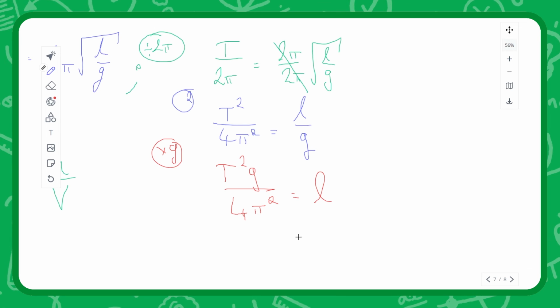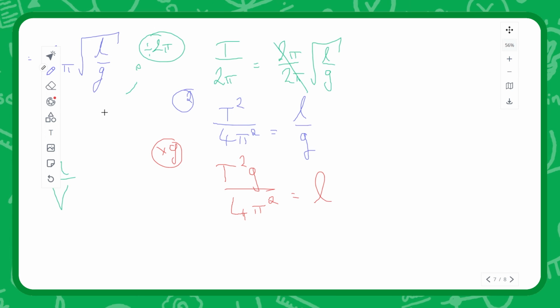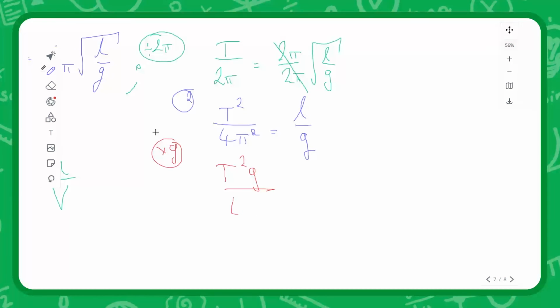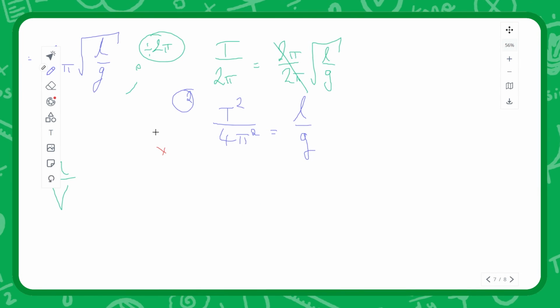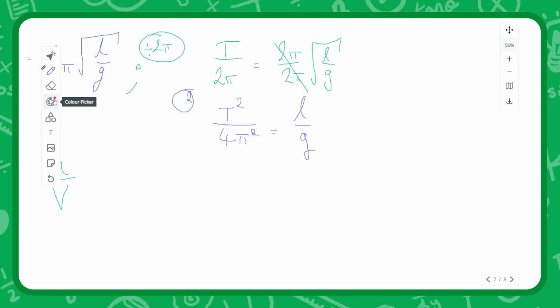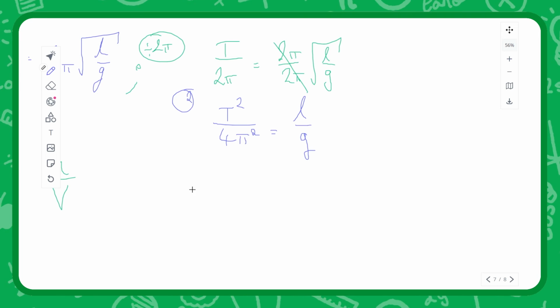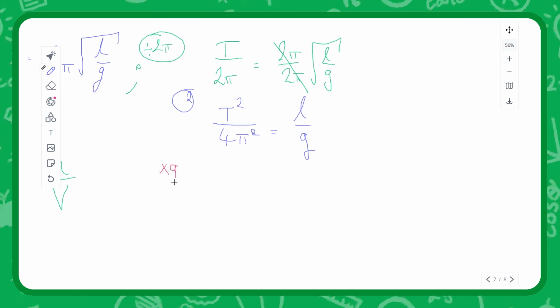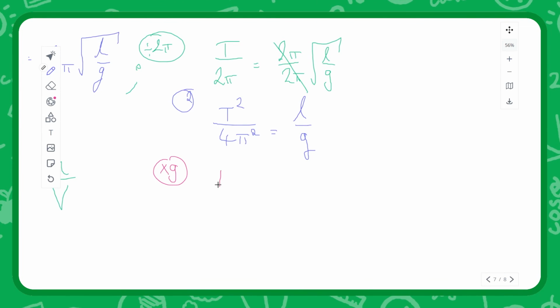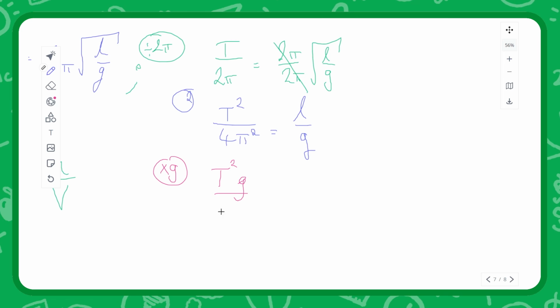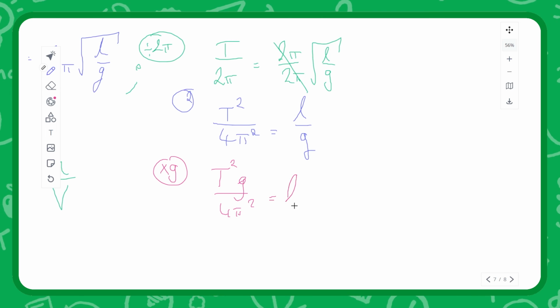If you instead wanted to figure out what G was in this final step, I'll give you a second to think about what you'd have to do instead, because it's a little bit more involved. There's two ways that you can take. Either the first one is that we can multiply both sides by G, so we end up getting T squared G over 4 pi squared equals L, as before.